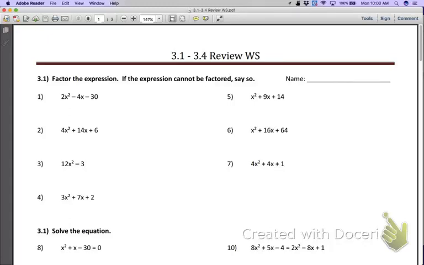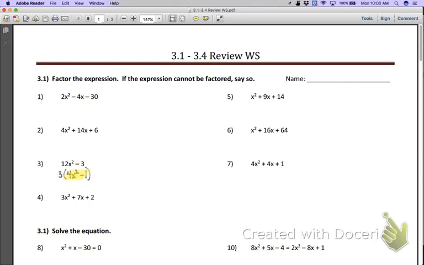All right, so 3, you have 12x squared minus 3. So the first thing that I can take out of each of them is a 3. So I have 4x squared minus 1. Now, I'm not finished here because I have a difference of 2 squares. So that means that I can factor out what's inside the parenthesis.